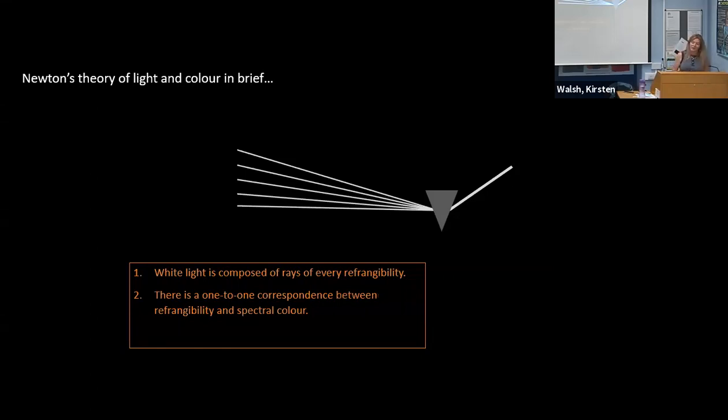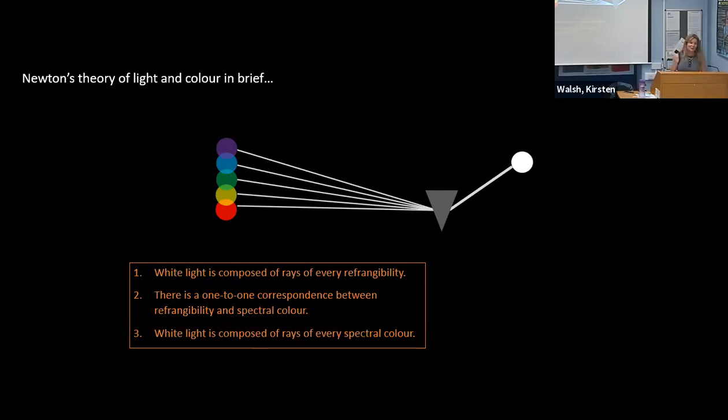He then argued that there's a one-to-one correspondence between refrangibility and spectral color. So if we send white light in through the prism, and sunlight is white light, the rays separate into their different refrangibilities and also into their different color groups. All of the red light has a certain refrangibility, all the yellow light does, and so on. And so we get a spectrum of color. Since we've got these two premises, white light is composed of rays of every refrangibility, and there's a one-to-one correspondence between refrangibility and spectral color, that led Newton to his conclusion that white light is composed of rays of every spectral color.